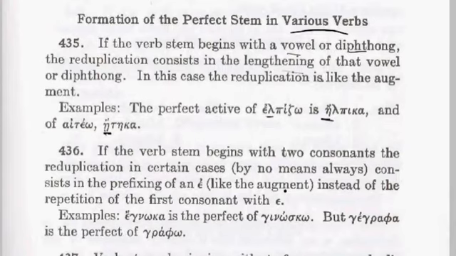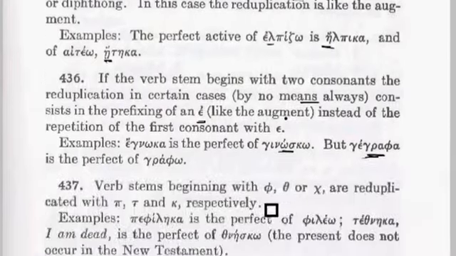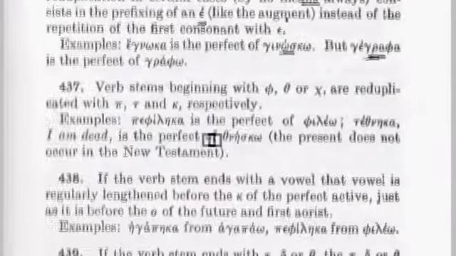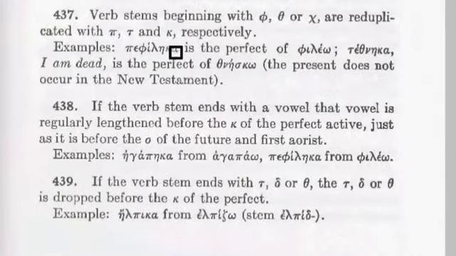If the verb stem begins with two consonants, the reduplication may, but by no means always, consist in prefixing the epsilon like an augment before. So egnoka, which we saw earlier, is the perfect of gnosko. Doesn't always apply, as he illustrates here. Verb stems beginning with phi, theta, or chi are reduplicated with pi, tau, or kappa, respectively. And he gives some illustrations of that.